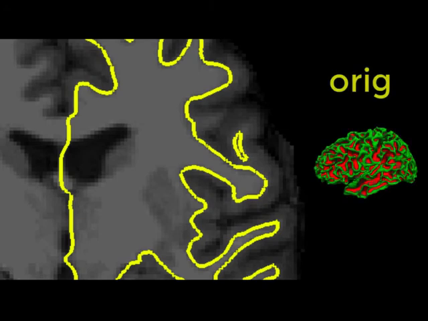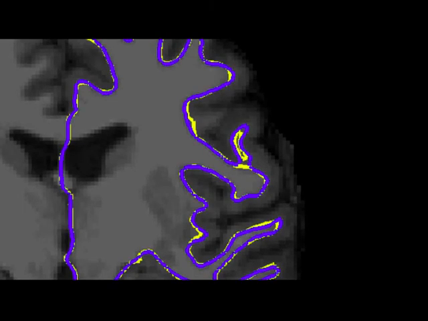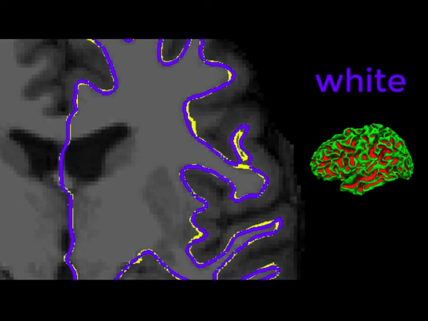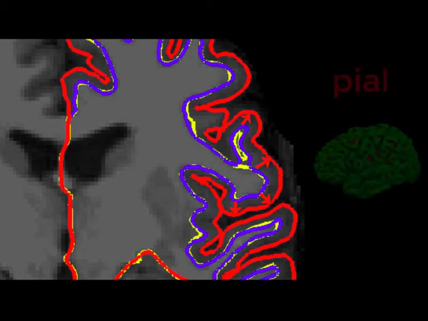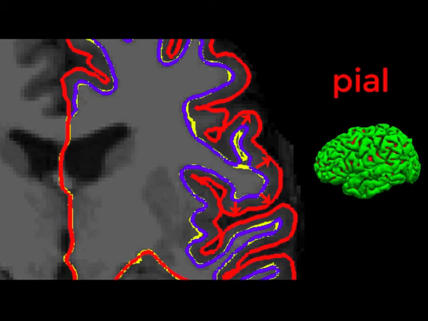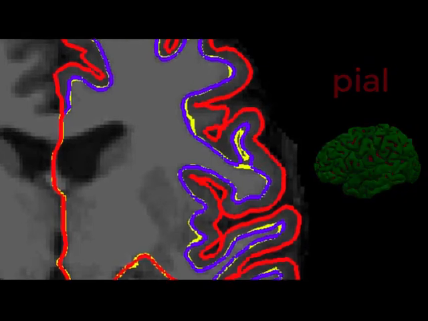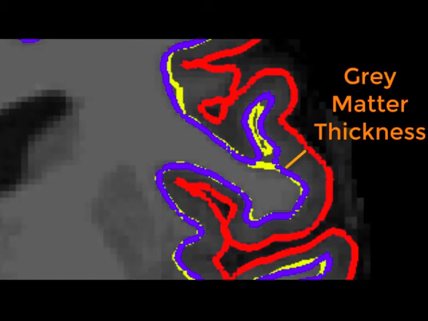So there's the orig, and that's the surface representation on the right. There's the white matter highlighted in blue, and again the surface representation on the right. Those two are pretty similar, orig and white. And then the pial surface, which is a little bit smoother, gets expanded from the white matter, and then you have your pial surface. Now, the difference in distance between the white matter and the pial, that's what's calculated as your thickness.